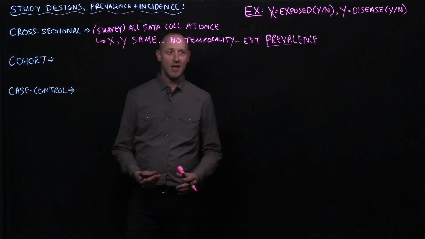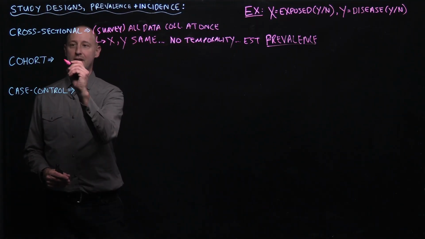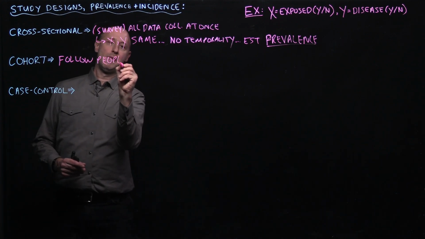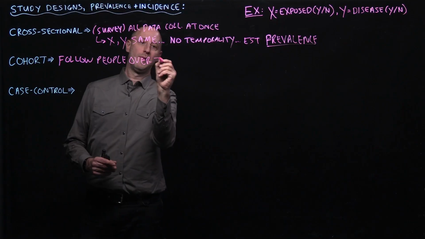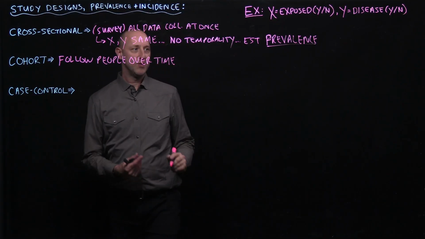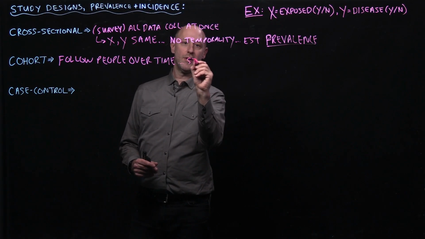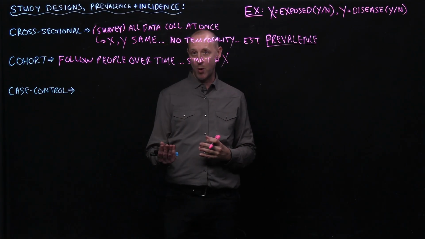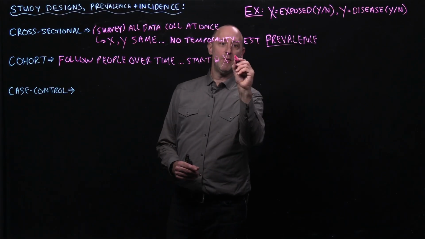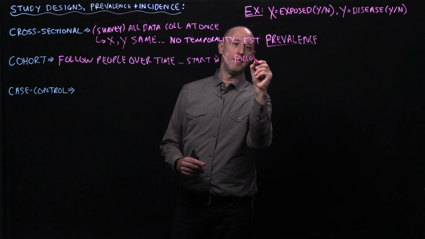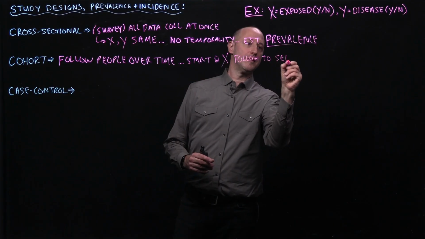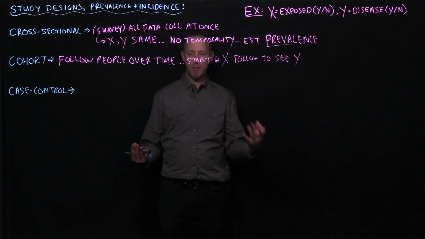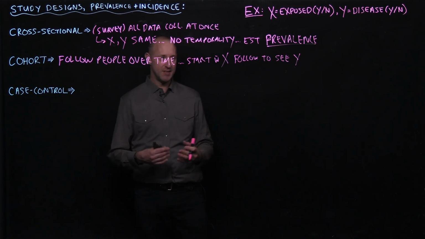The next common design used is a cohort design. This is one where we follow people over time. So in other words, we start with the x variable. We start by getting people who are exposed and not exposed, and then we follow them forward in time to see the outcome. So we get some people who are exposed, some people who aren't. We follow them forward in time, and then we see who gets the disease.